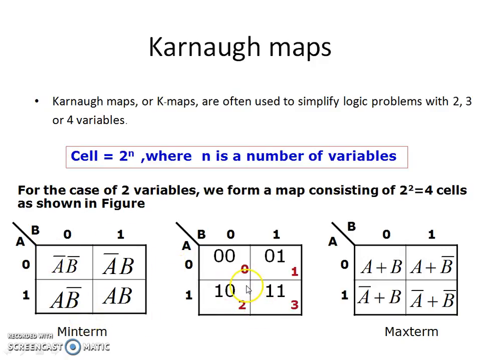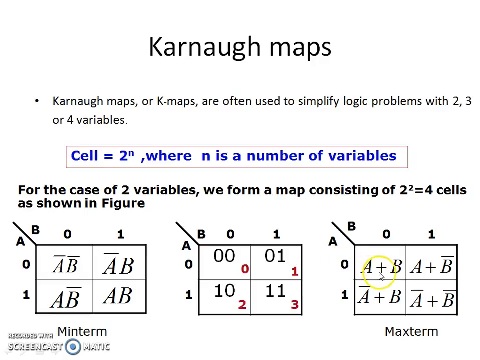Then the corresponding indices are given by: here a is equal to 0 and b is equal to 0, so this cell is 00, that is, index 0. Then a is equal to 0 and b is equal to 1, that is 01, index 1. Then a is equal to 1 and b is equal to 0, so index 2. Here a is equal to 1 and b is equal to 1, that means index 3. If a function is given and its indices or positions are given, we can map those to this graph based on the index values. Then we can also map the maxterms into this Karnaugh map.